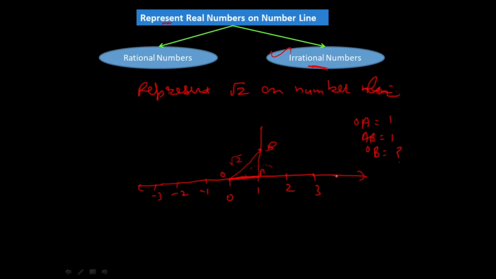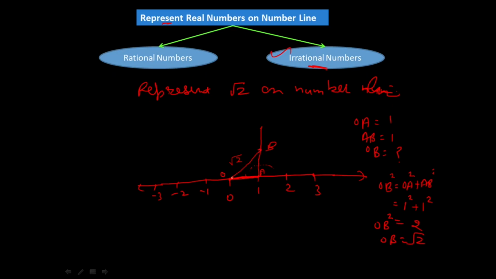Pythagoras theorem, I think you all know. Let's use that Pythagoras theorem. What does Pythagoras theorem tell us? OB square is equal to OA square plus AB square. What is OA? OA is 1 square, plus AB again 1 square. That is nothing but 1 plus 1, 2. So OB squared is 2. So what will be OB? Under root 2. Means this length is under root 2.